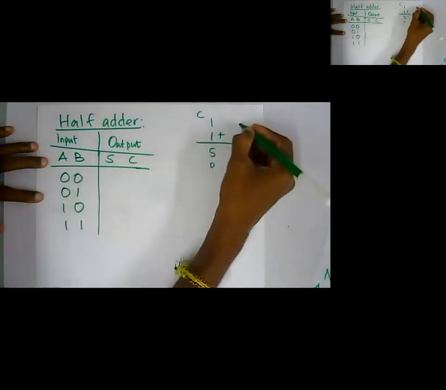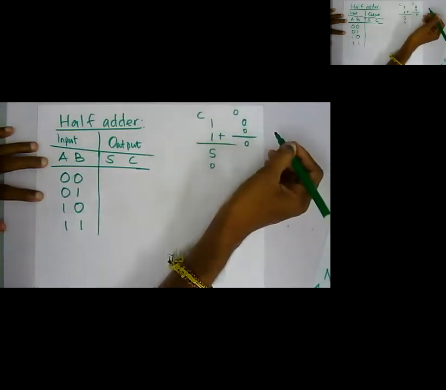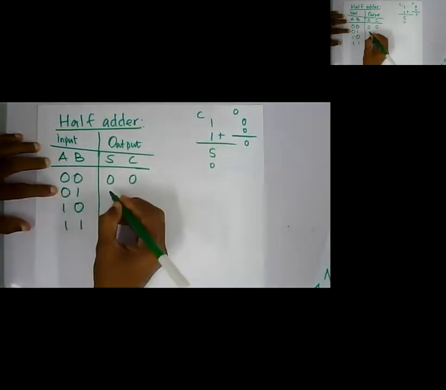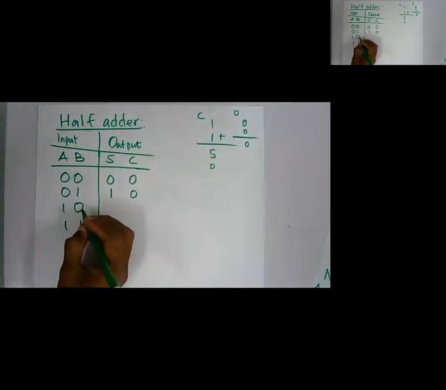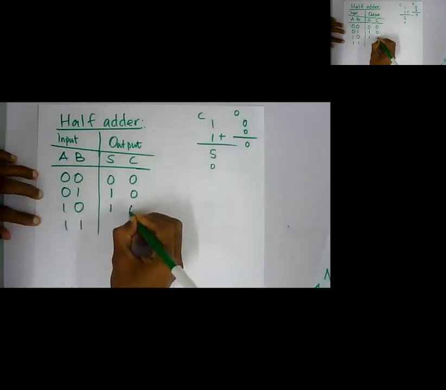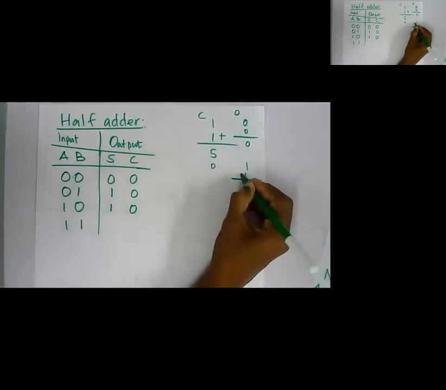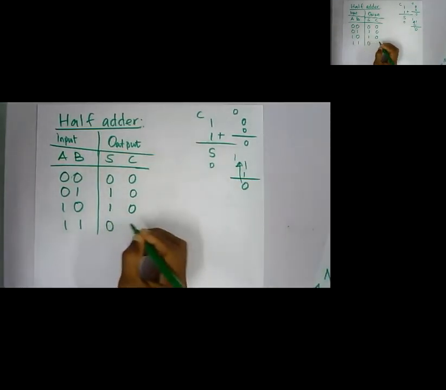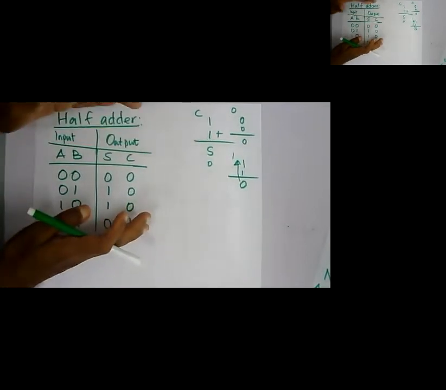0 plus 0: the sum is 0, and the carry is also 0, since I have nothing to carry. If it is 0 plus 1, of course, sum is 1, but my carry is again 0. 1 plus 0 is again the same thing, 1 and 0. But for 1, 1, my sum will be 0 and my carry to the next level will be 1. So the sum is 0 and carry is 1. This is the truth table of a half adder.